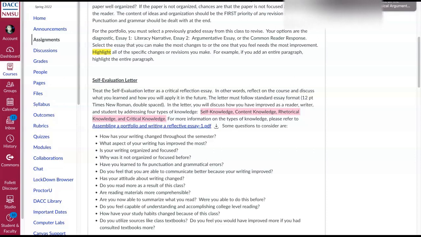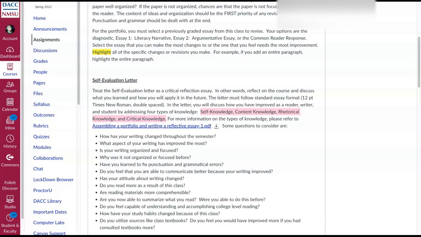Rhetorical knowledge refers to the choices you make as a writer. Think about it in terms of audience, purpose, genre. Those are the things you have to think about as a writer. You have to decide, okay, what kind of detail am I going to include? How much detail am I going to include? You also want to think about your topic. Does it work for the length of the assignment?